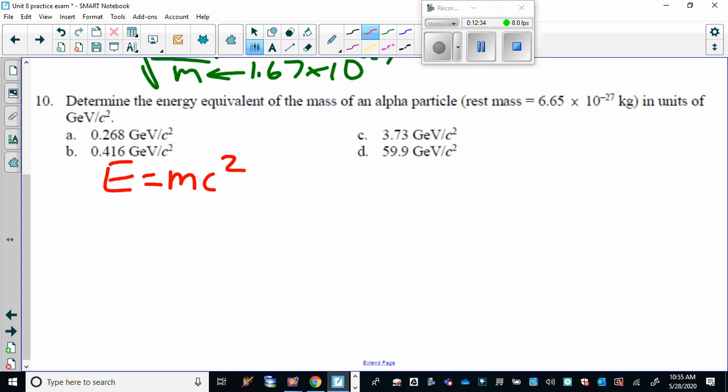And we want the answer. Remember that mass can also be expressed in these units, giga electron volts over c squared or mega electron volts over c squared. Anything electron volts over c squared is now a unit of mass. So all we need to know for this formula is the mass of an alpha particle, which is given to us.